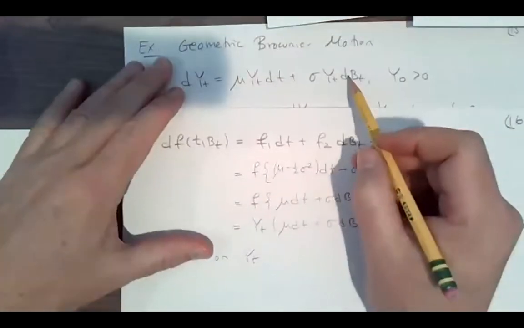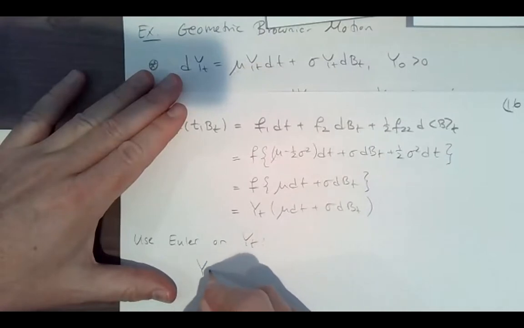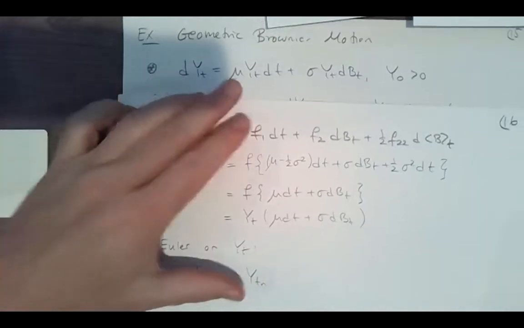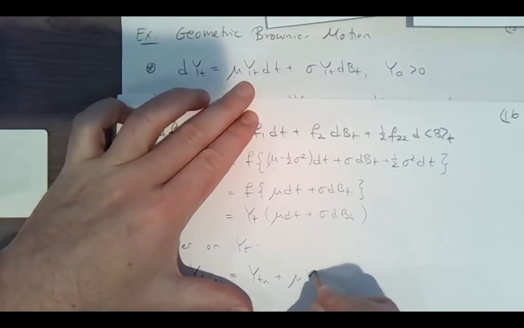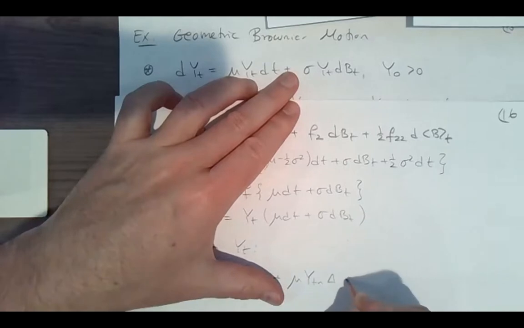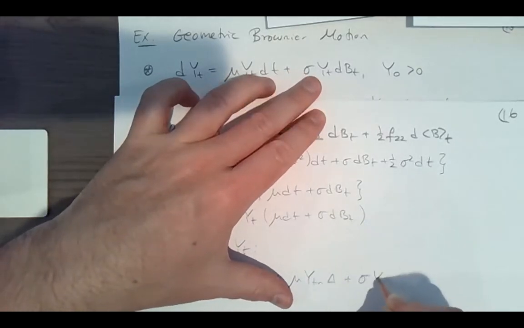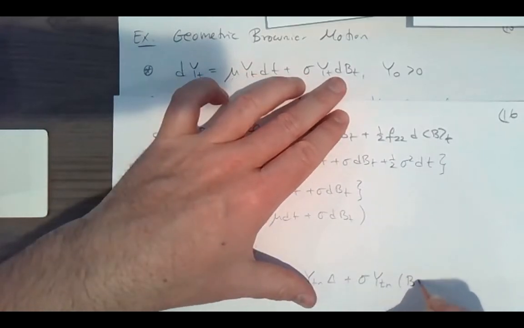So if we want to use Euler on yt, then we'll have that yt n plus one, what would it be? It would be the previous point, ytn. And then we need the drift, mu ytn, and then we're going to get a delta plus, and then we'll have our sigma ytn, and then you have the Brownian motion increment, btn plus one minus btn.